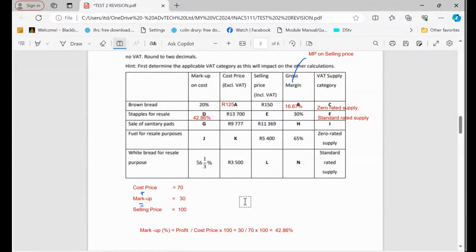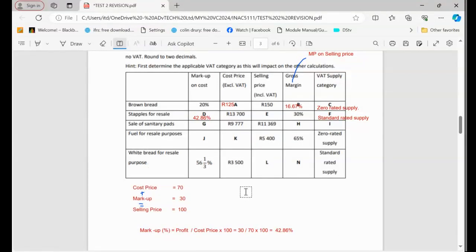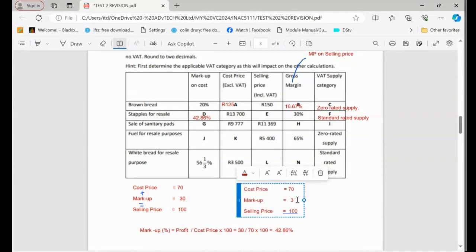So I need to come here and calculate that selling price. I'm going to copy this information here because I need this. Let me copy this and put it somewhere here so that I can show you how to analyze that. Just going to analyze here. I'm going to show you. Let me get rid of this.